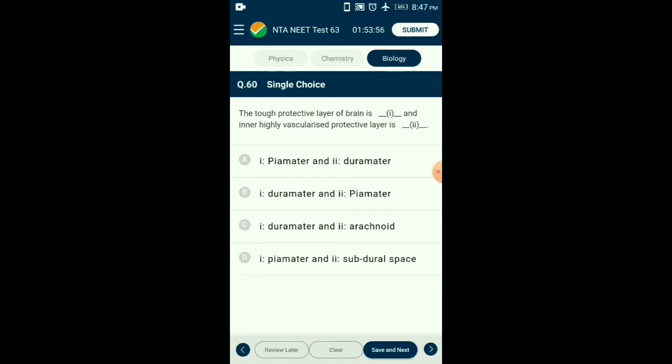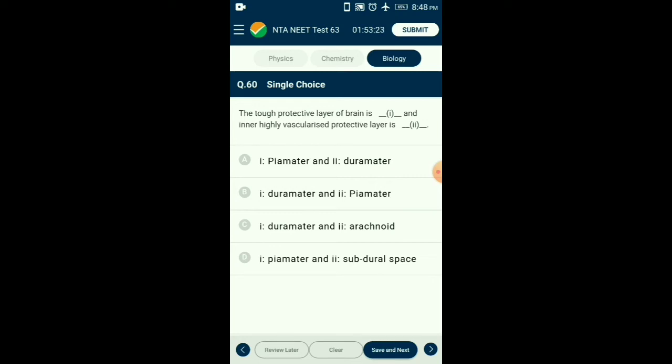Question number 60. The tough protective layer of brain is dash and inner highly vascularized protective layer is: the dura mater is the outermost layer lying directly underneath the bones of the skull. It is thick, tough and inextensible. The arachnoid mater is the middle layer of the meninges lying directly underneath the dura mater. It consists of layers of connective tissue and it is avascular.